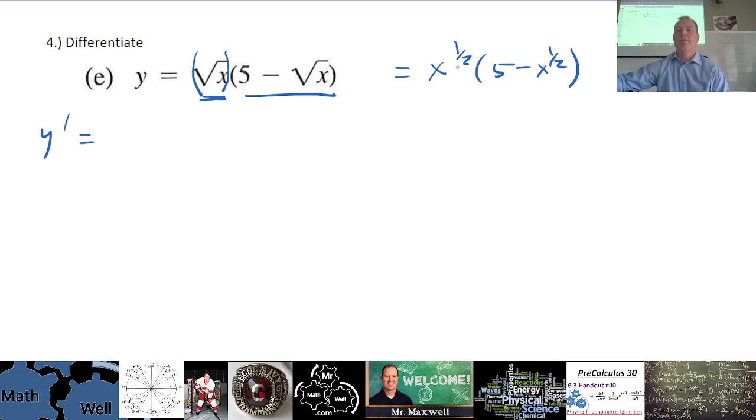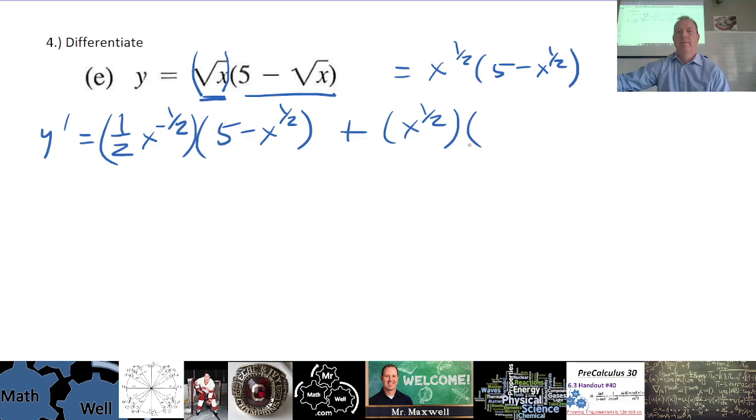So the derivative of the first is 1/2 x to the negative 1/2 times the second, plus the first, x to the 1/2, times the derivative of the second. So what's that going to be? That's going to be negative 1/2 x to the negative 1/2. Okay, so it looks like that's the first level of differentiation there. If you're asked to simplify that, we'll go forward and simplify that.